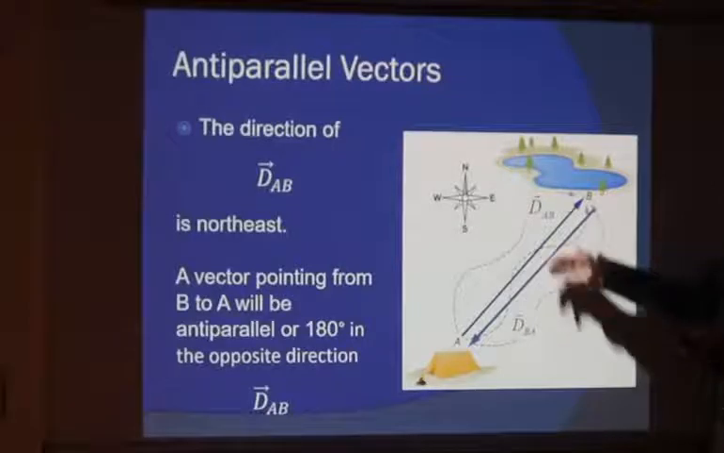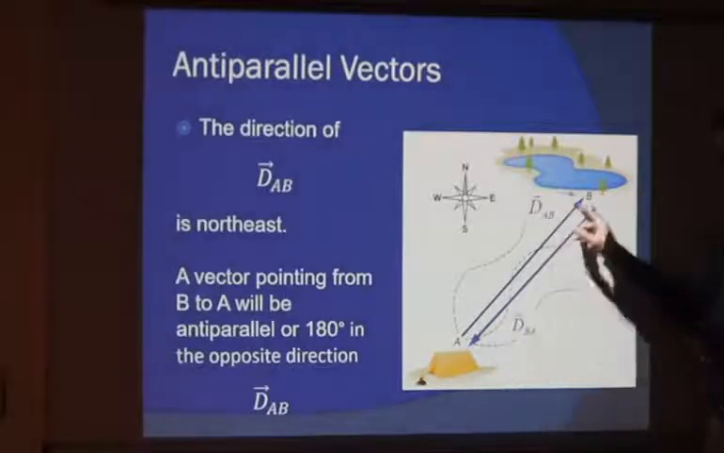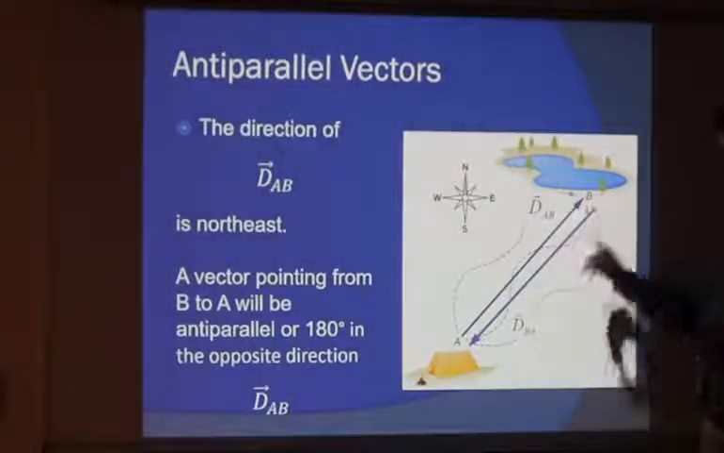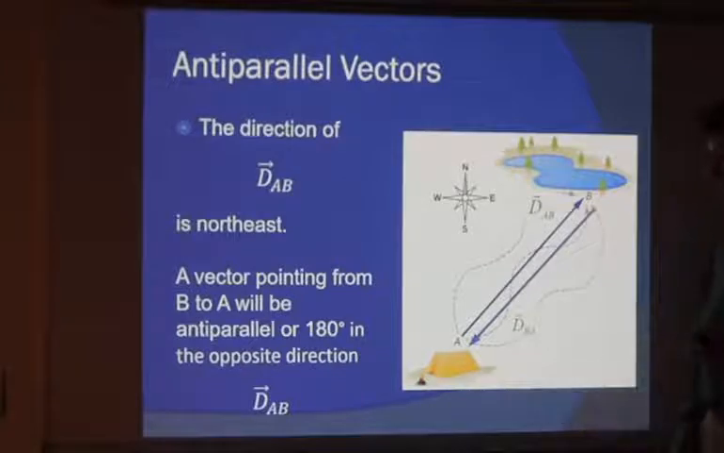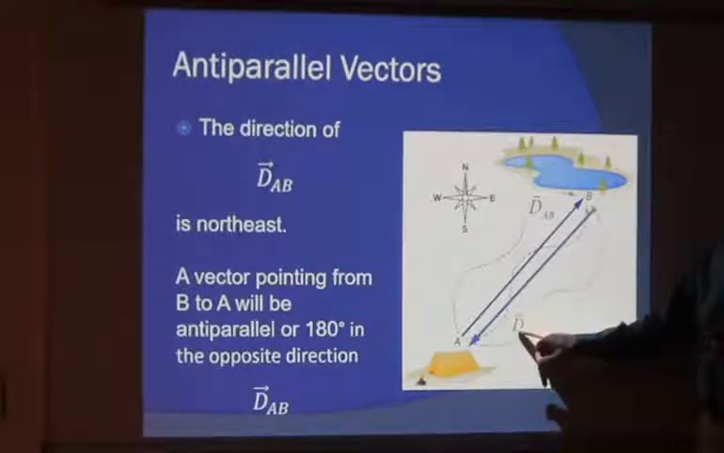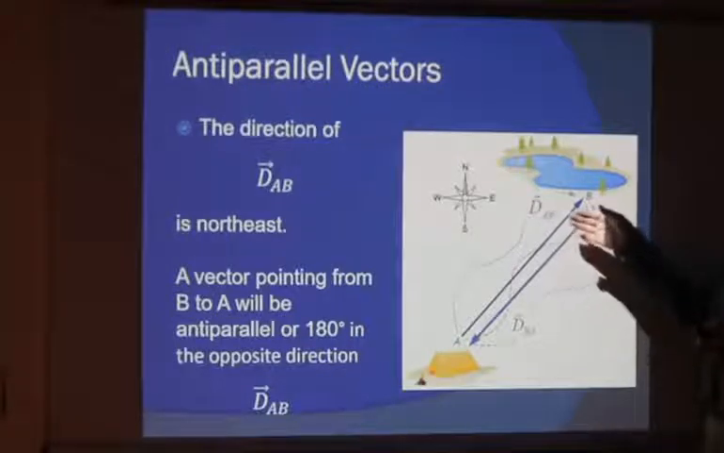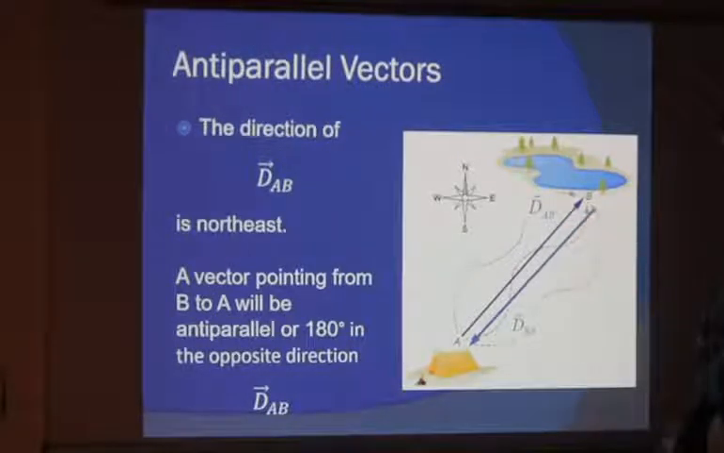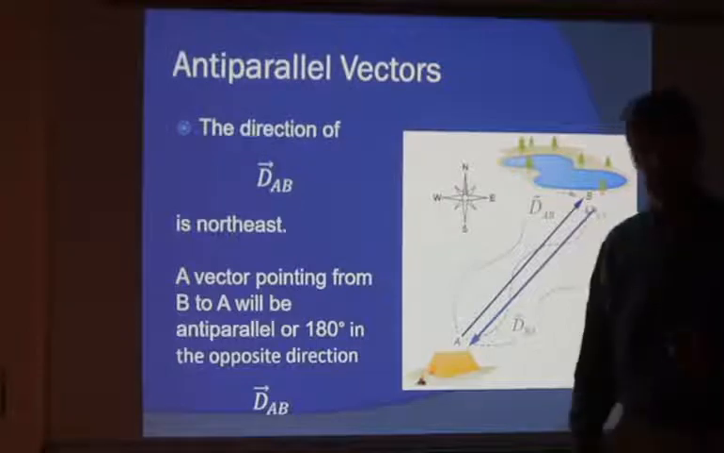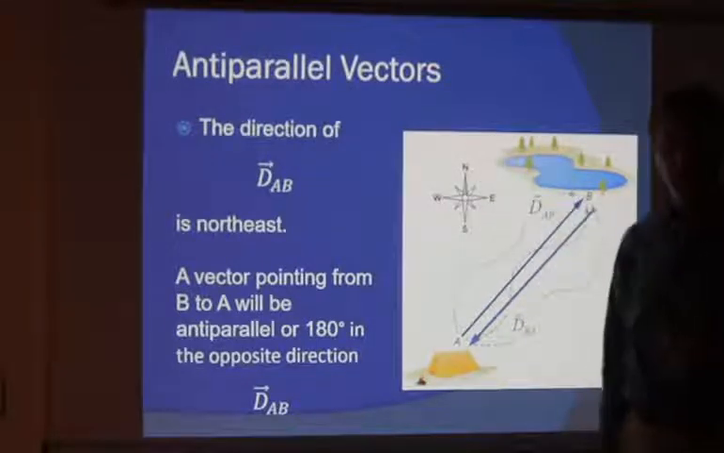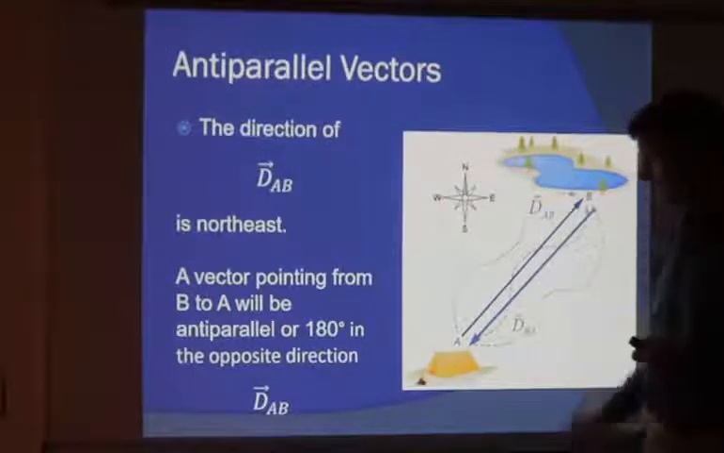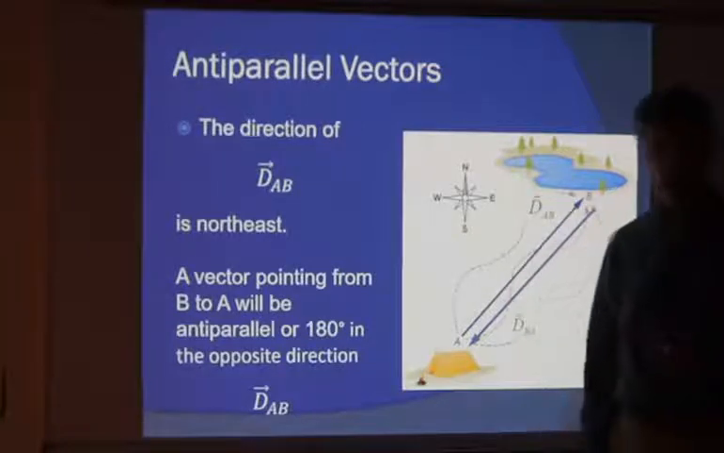And again, we have two vectors here from A to B. If we travel back from the lake to the campground, then our displacement would be vector D_BA. Now, you will hear different terms that we will use throughout the course. One term that might come up is antiparallel. Antiparallel means the two vectors are pointing in opposite directions.